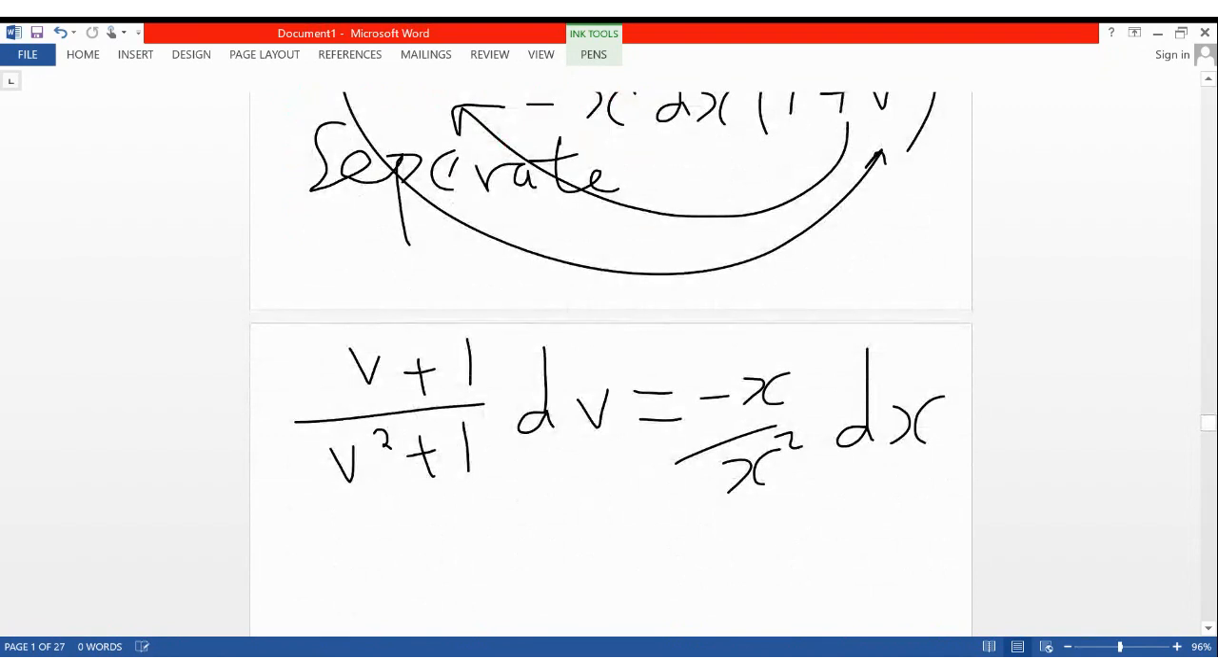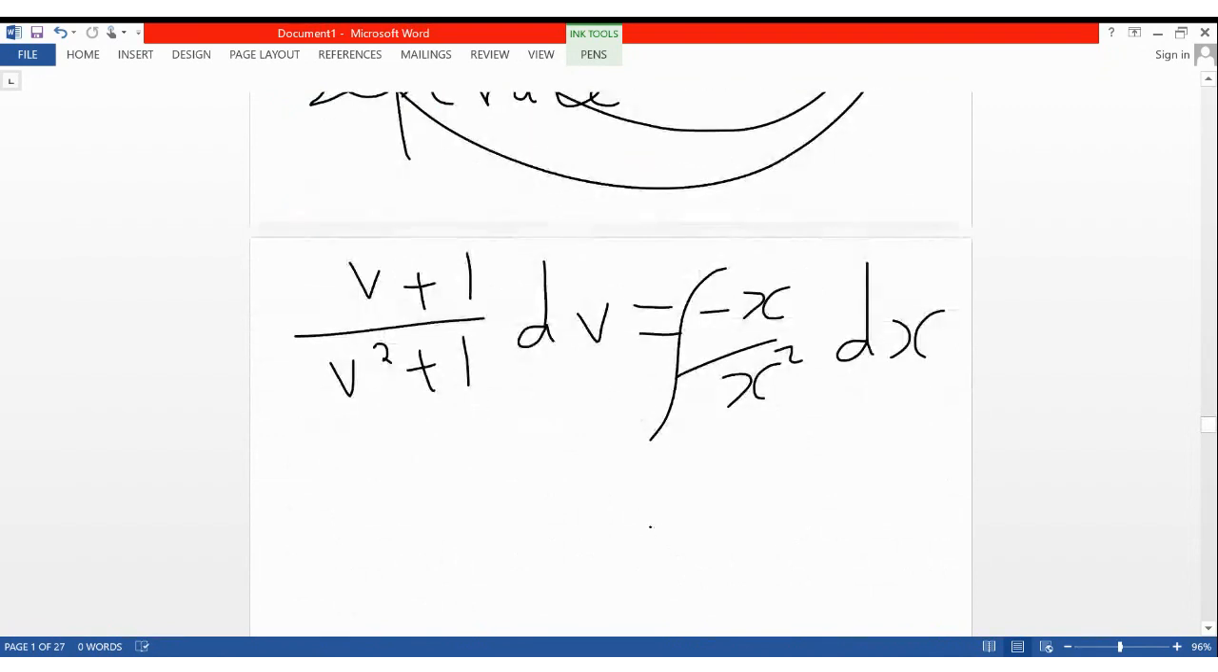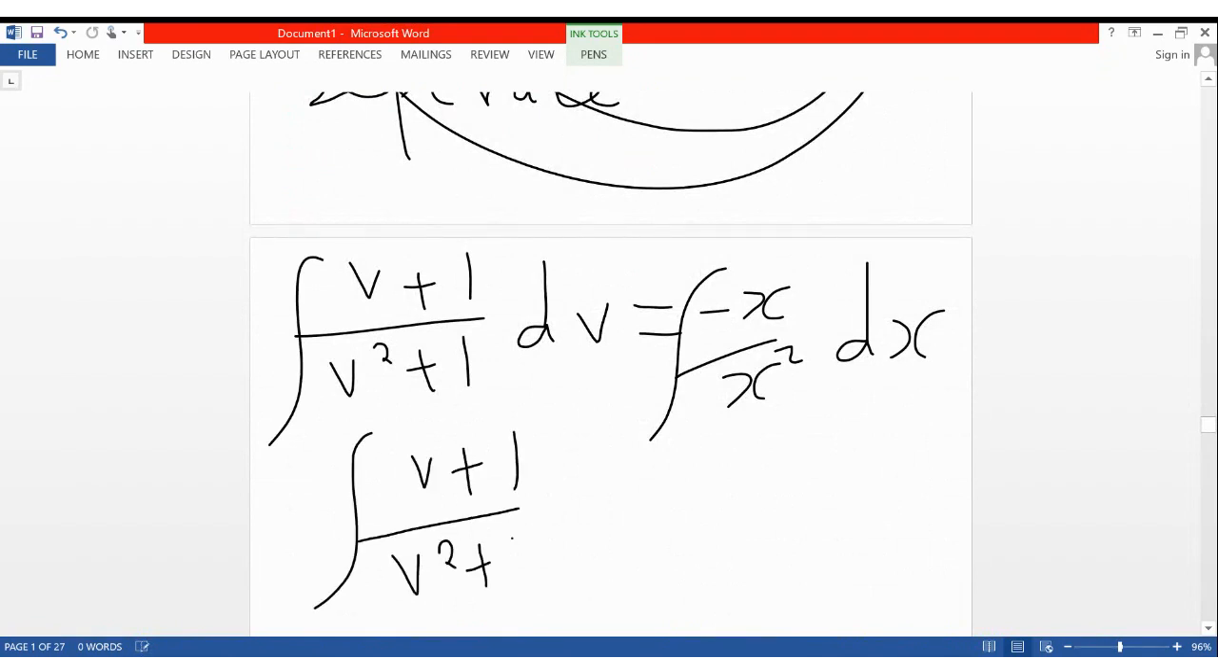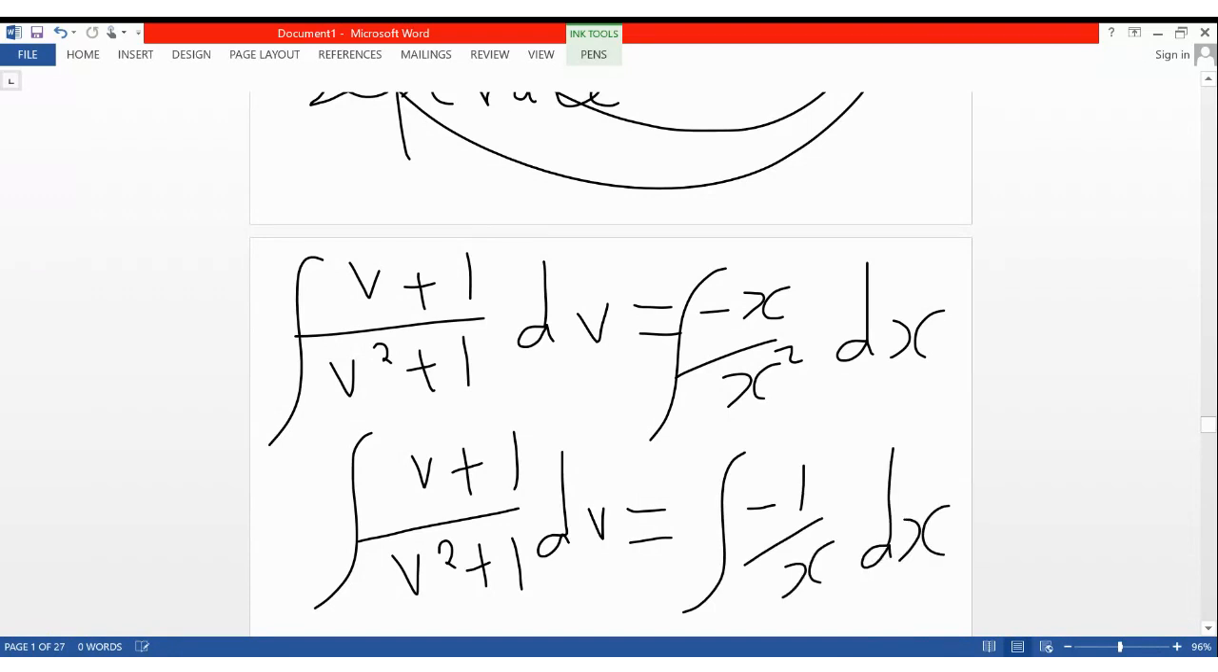So I'm remaining with the integral of v plus 1 all over v squared plus 1 dv is equal to the integration of negative 1 over x dx. So the v terms are the ones that are hard to integrate. How do you integrate such?